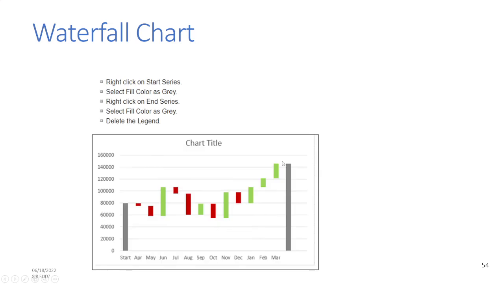Right click on start series. Select fill color as gray. So this is one. And right click on the end series and select color as gray and delete the legend.